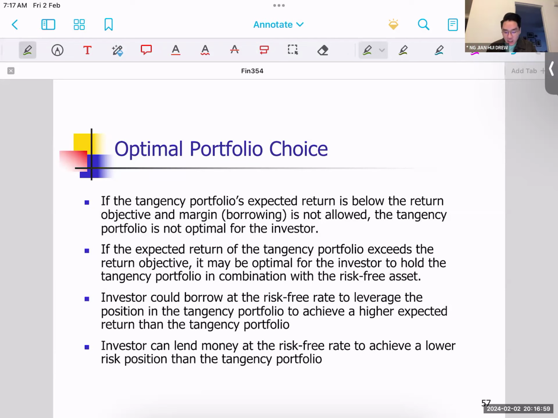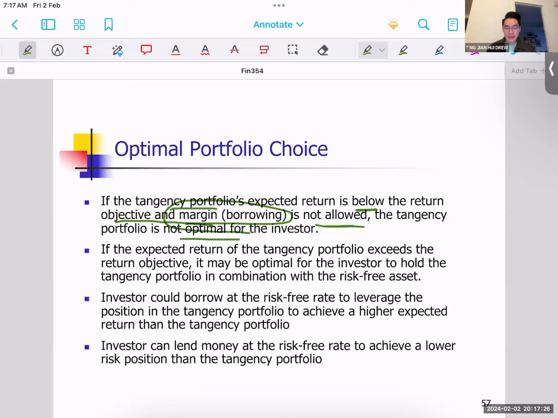So remember, the tangent portfolio is just one portfolio, just one, the dot where the line touches the curve. If the tangent portfolio expected return is below the return objective of your client, and margins, i.e. borrowing, are not allowed, the tangent portfolio is not optimal for your investor. Of course, right?